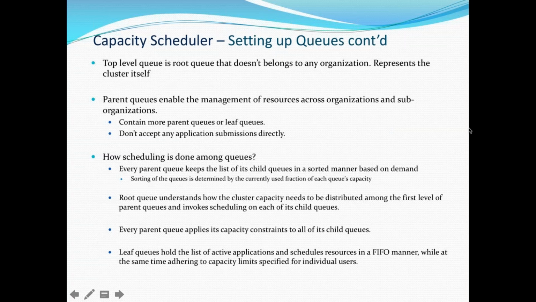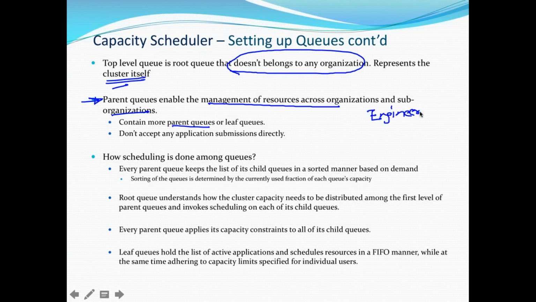Now the top level queue is the root queue, which does not belong to any organization. It actually represents the cluster itself. Your parent queues, like the ones we have seen, enable the management of resources across organizations and sub-organizations. So they contain more parent queues or leaf queues. You have seen under engineering, you defined a parent queue, and under it you defined sub queues like dev and QA. Under a parent queue, you cannot submit any applications. You can submit jobs only on the leaf level queues.